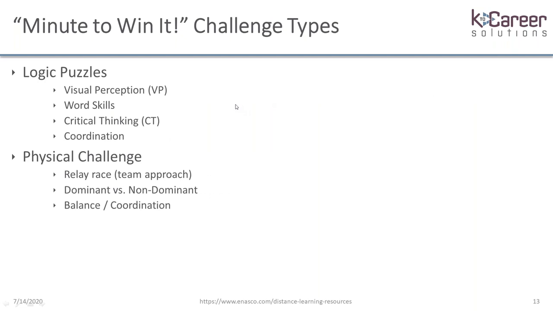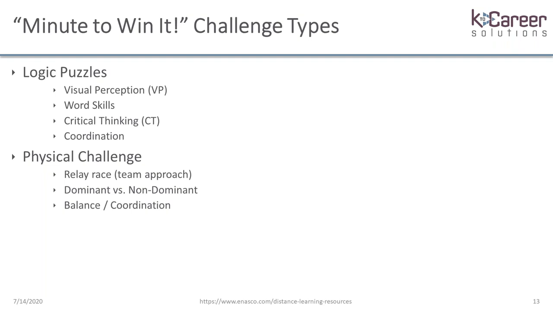And there's different challenge types. Visual perception, word skills, critical thinking, coordination under logical puzzles. And then there's also physical challenges where you're actually doing a relay race or checking your dominant versus your non-dominant senses, like your hand, your eyes, and also balance and coordination. So we're going to go into some of these.